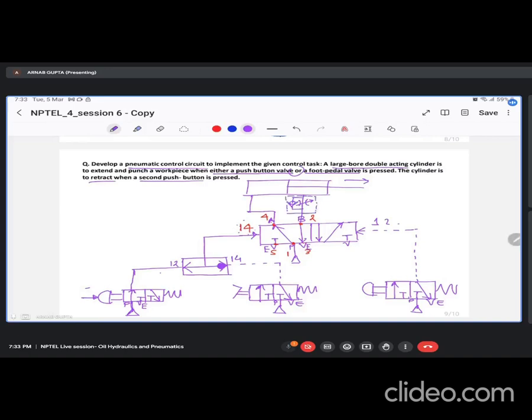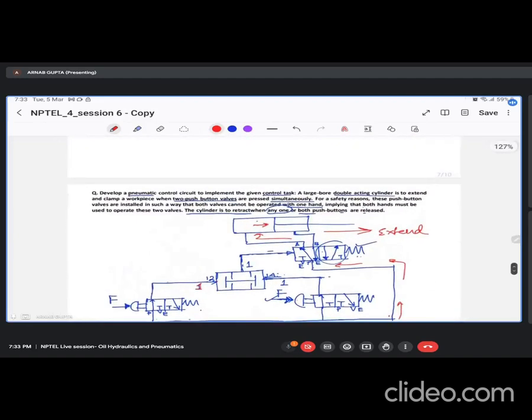What will happen if the flow is happening from this direction during the retraction? The retraction will be fast, because it will be passing through this NRV. Whereas for the extension, since it's a large bore double acting cylinder, it is designed to carry heavy loads. The load should be shifted very slowly in a controlled manner, and that's why at that point the flow should be metered. It should flow through this orifice so that it extends slowly.